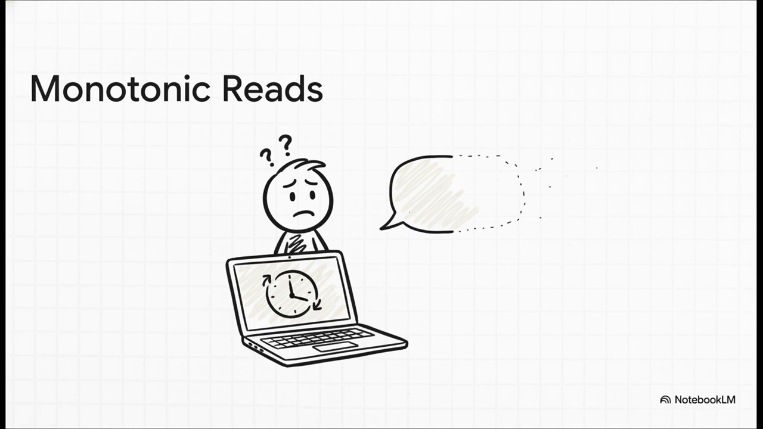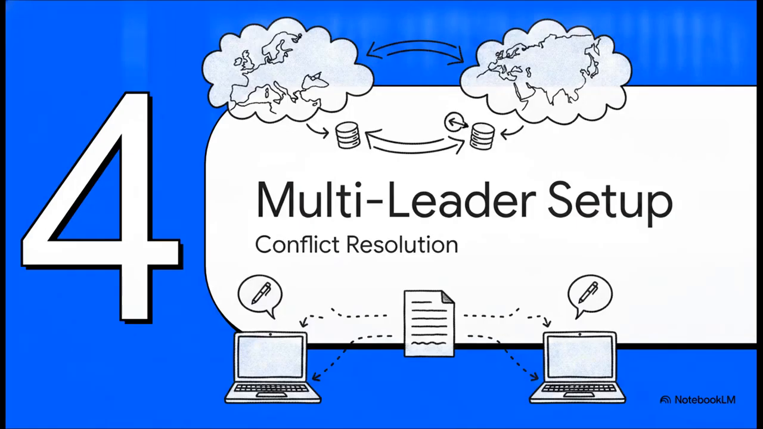Then there's the causality violation. This one is trippy. It happens when a reply to a comment reaches a follower before the original comment does. So to the user reading from that follower, they see a reply to a ghost message that doesn't even exist yet.